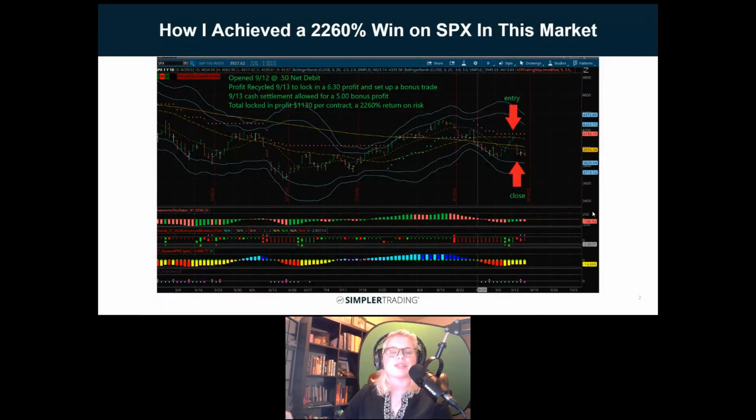So here is one of the trades that I took last year when the market was acting the volatile way it has been. I opened this trade back on September 12th for a very small risk of 50 cents, all about keeping my risk as small as possible and really allowing that to work as much as it can for me. And the next day, one day later, I profit recycled that to lock in a $6.30 profit while setting up a bonus trade.